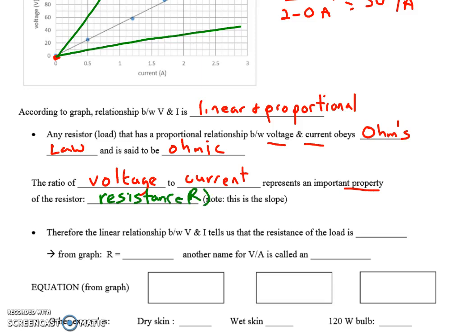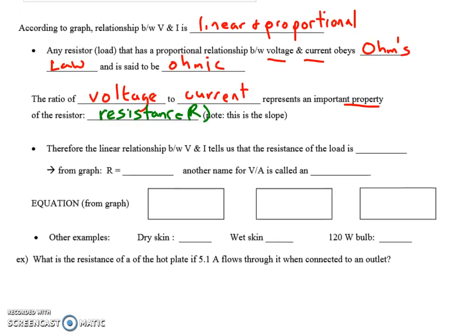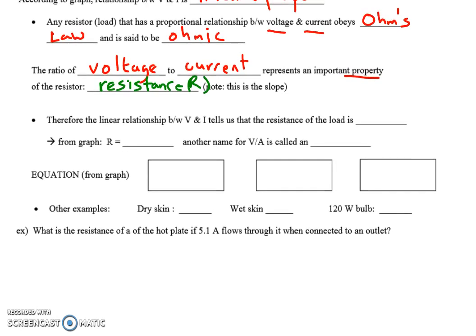And we give that a symbol, capital R. In this particular case, it's the slope of the graph, but really its definition is the ratio of voltage to current. So resistance is our fourth measurement of the circuit. We have voltage, current, power, and now we see that the resistance of the load plays an important role in all this. All right, so since there's a linear relationship between V and I, that tells us the resistance of the load is constant, and from the graph, that means our resistance is 50 volts per amp.